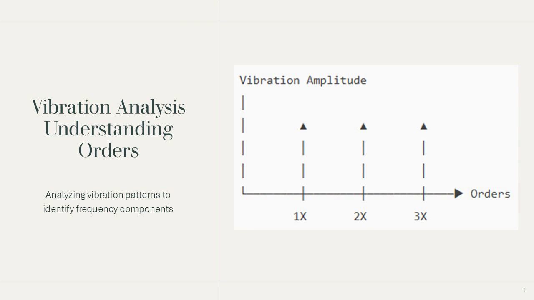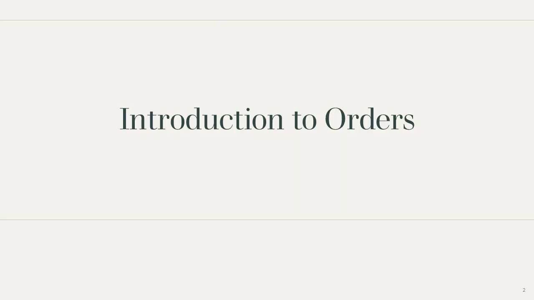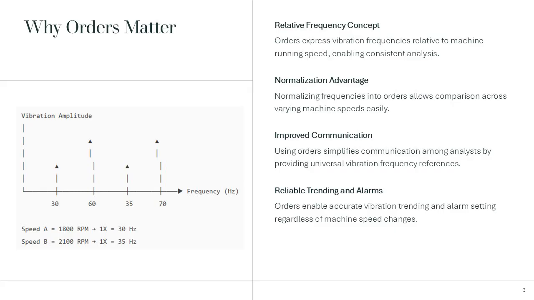Vibration analysis: understanding orders. Why orders matter, definition, and frequency units. Orders are a fundamental concept in vibration analysis because they allow analysts to express vibration frequencies relative to the machine's running speed. Unlike absolute frequency units such as Hz or cycles per minute (CPM), which change as machine speed varies, orders remain proportional to shaft speed. This consistency simplifies diagnosis and comparison across different operating conditions.